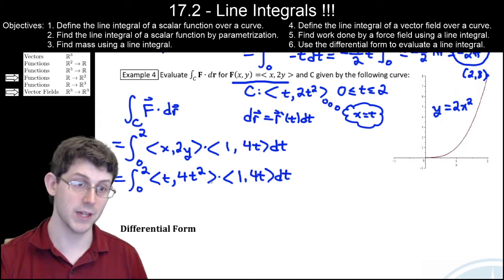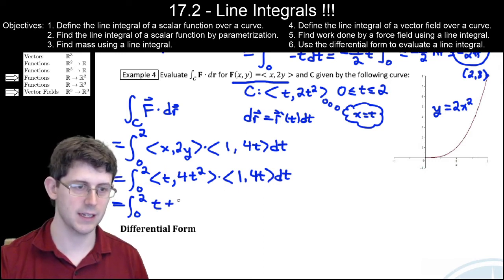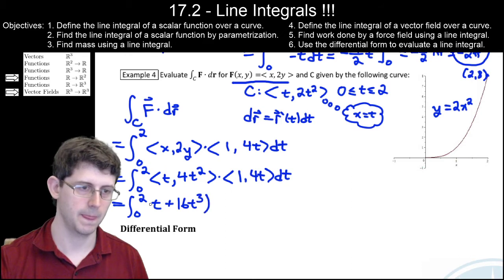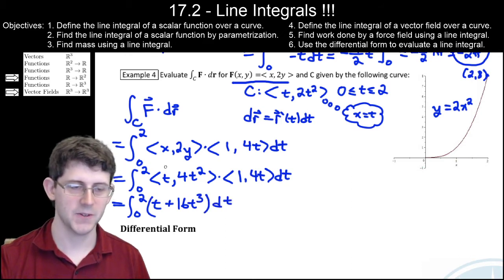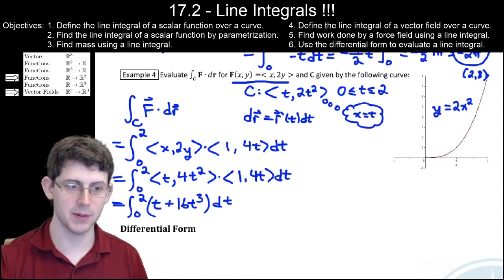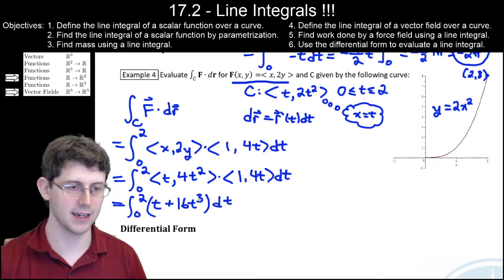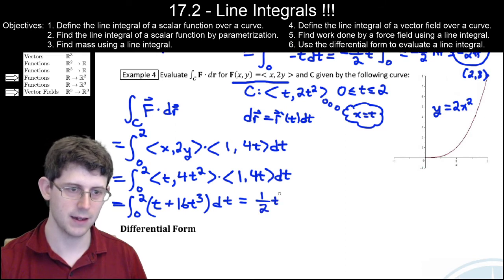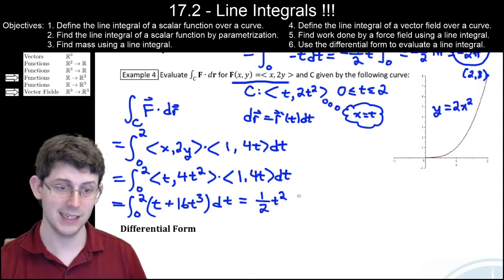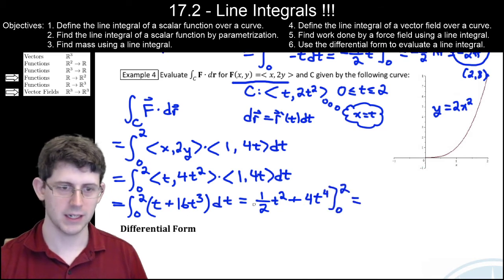Now it makes sense to do this dot product. So t times 1 plus 4t squared times 4t. You can actually see that the y component of the force is the one that's actually contributing the most to what's going on here. I'll try to get a picture of the vector field here in a second, but let's finish the problem. Integral of t dt is half t squared. Integral of 16t cubed dt is 4t to the fourth. Plug in 2 and we'll be done.